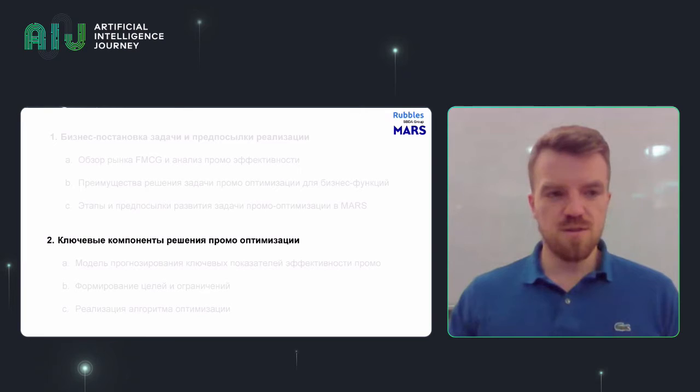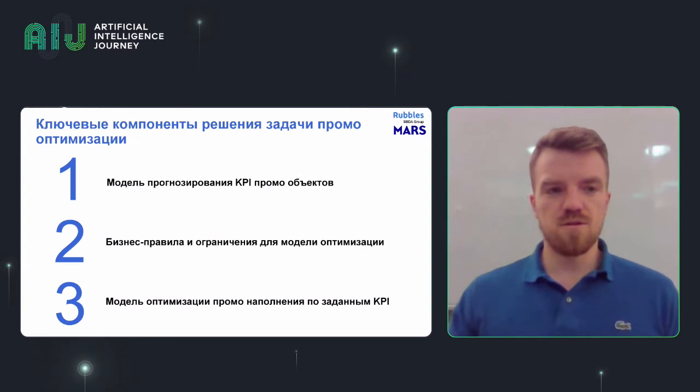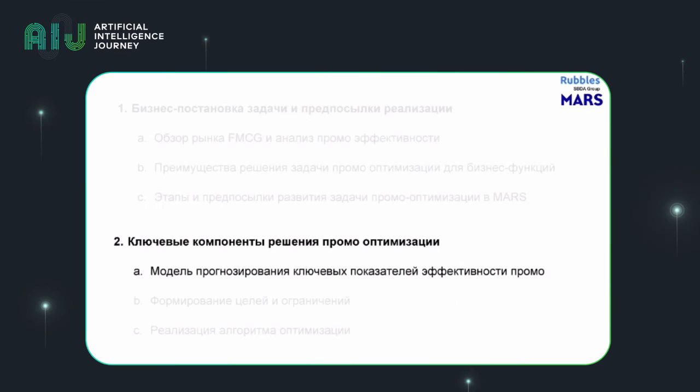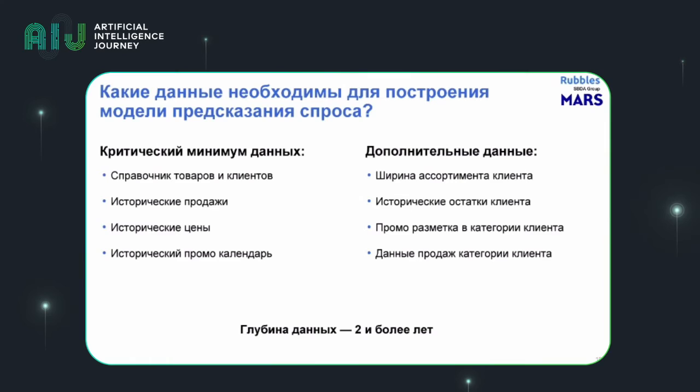Alexander? Yes, Misha. Let's consider the key components of such a solution. Well, first is the forecasting model. And a model like this will enable us to predict how effective recommendations based on this model are going to be. Also, business rules and constraints for the optimization model. And finally, the optimization algorithm itself. However, let's look at them in this specific order.